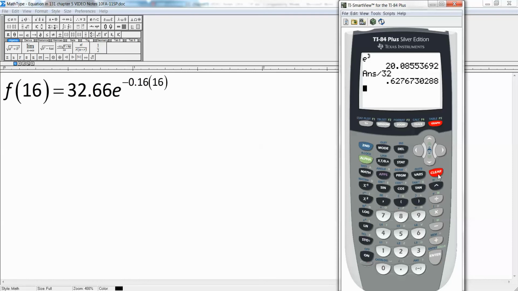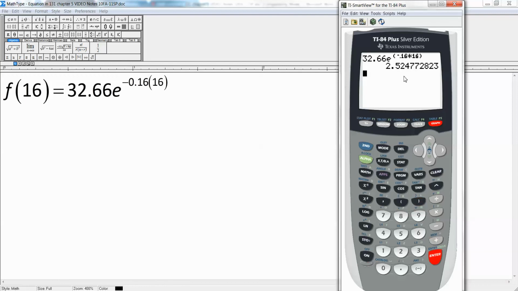So clear this out. 32.66 times second e, which is above your ln button, negative 0.16. If you have the old system, you're going to need to put parentheses around this. Parentheses, negative 0.16 times 16. Don't use parentheses for that multiplying, just use the little times star. If you're on the new system where it puts it up in the superscript, then you don't even need the parentheses. But if you're on the old system, you need a set of parentheses around that whole exponent.